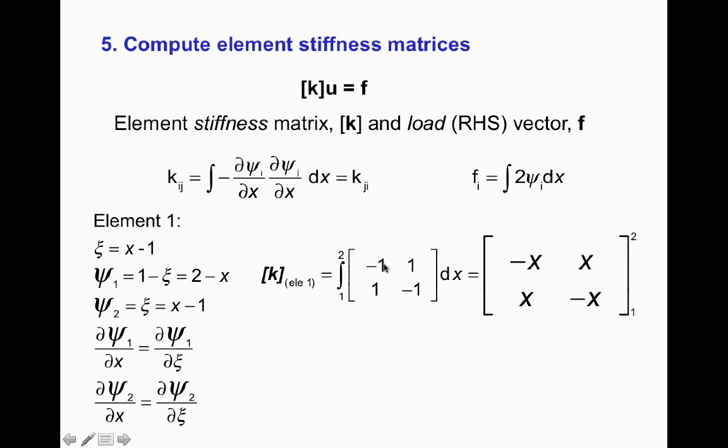So the integral of minus 1 is minus x, the integral of 1 is x. So the element stiffness matrix for element 1 is just minus x, x, x, minus x, evaluated between 1 and 2, which would therefore be minus 2 minus minus 1 is minus 1, 2 minus 1 is 1, 2 minus 1 is 1, and minus 2 minus minus 1 is minus 1. So in other words, our element stiffness matrix is just minus 1, 1, 1, minus 1. For as complicated as it looks, we really get a very simple stiffness matrix.